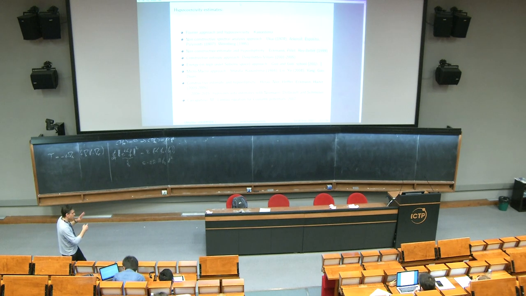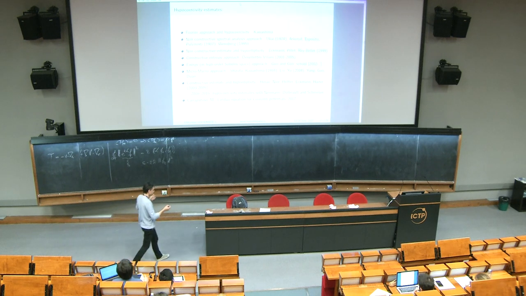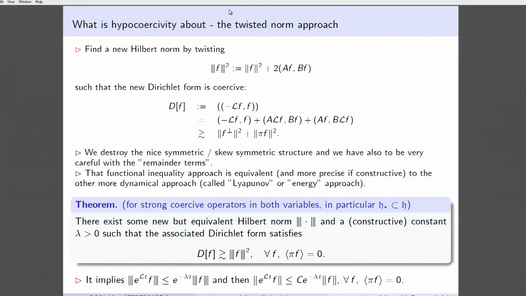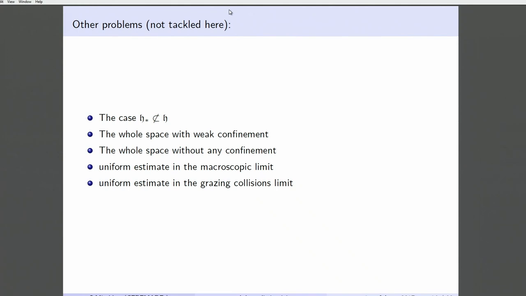And in fact, all these approaches can be rewritten in the framework of hypocoercivity as I have written here. So you just twist the Hilbert norm in order to get coercivity for the Dirichlet form. Okay? So here are problems that I don't want to talk about today.